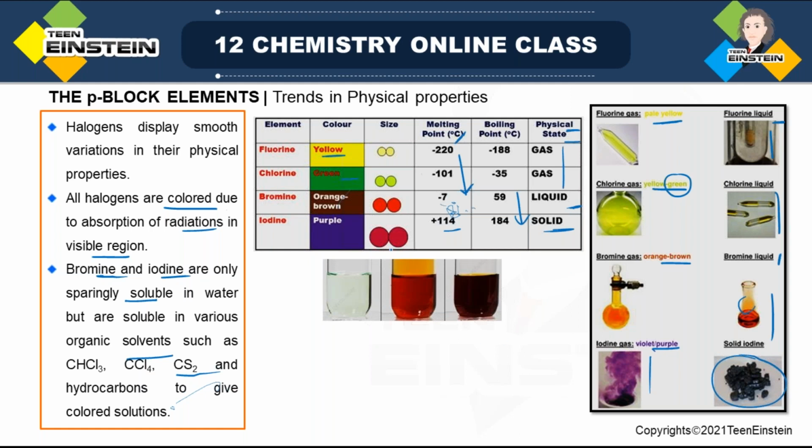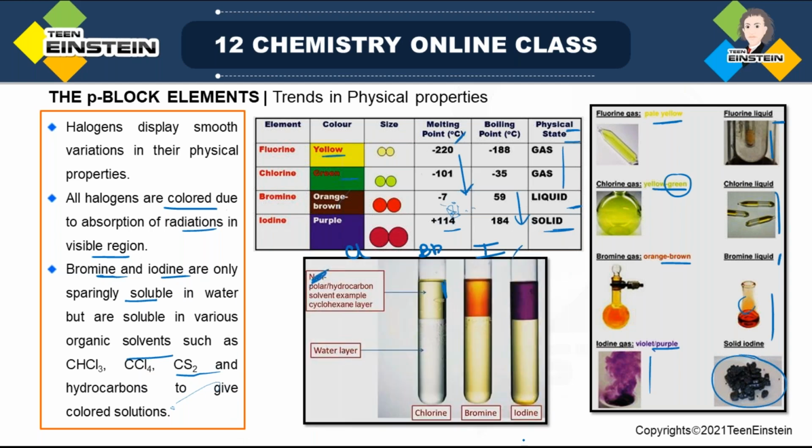Here we have three solutions. This is for chlorine, this is for bromine, this is for iodine. Now see, as for chlorine, it has no solubility in water, so it is almost clear water. But bromine has some solubility, so some color you can see. Iodine also has some solubility, and the solubility is comparatively more, that is, more compared to bromine.